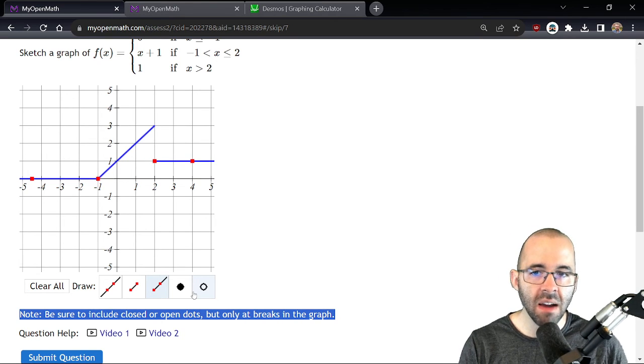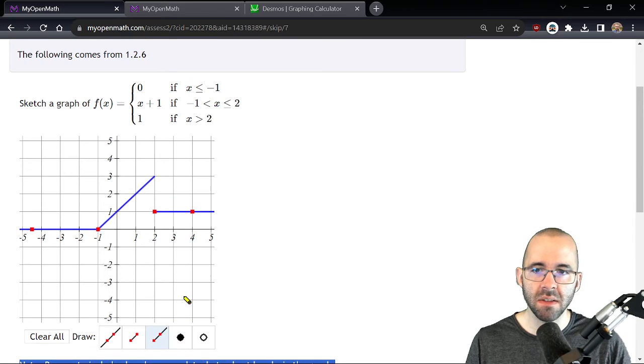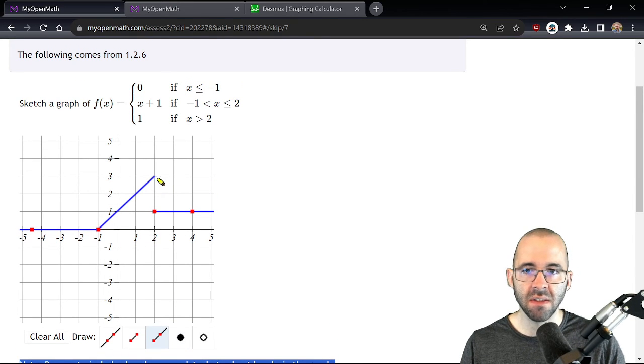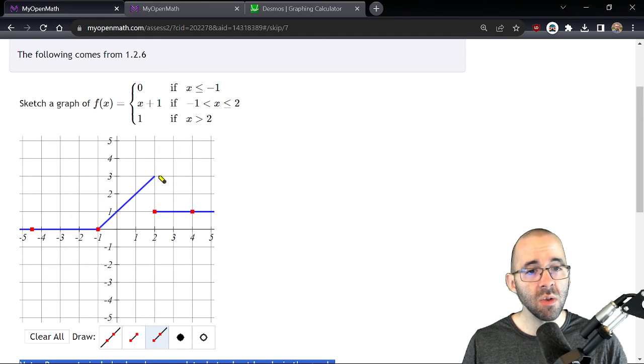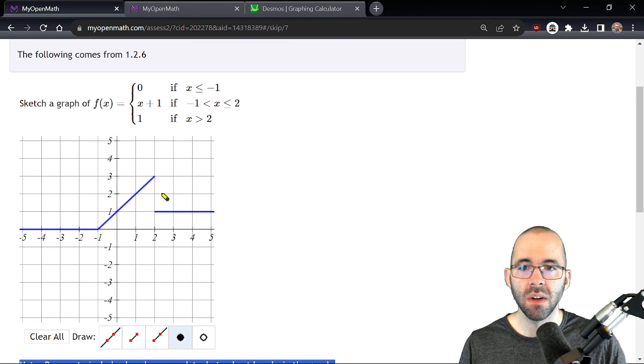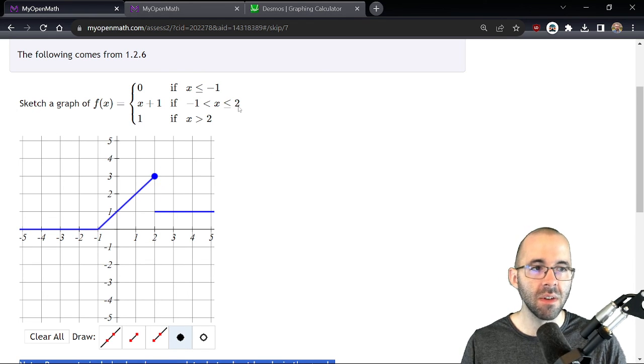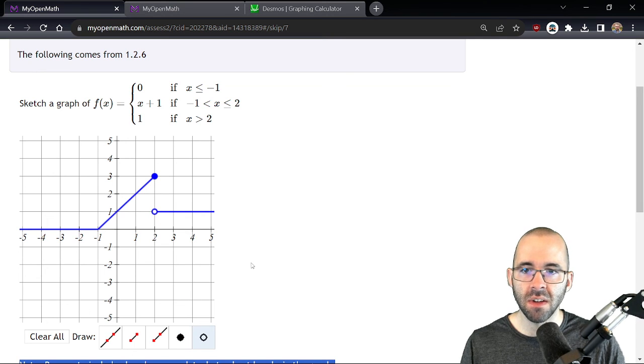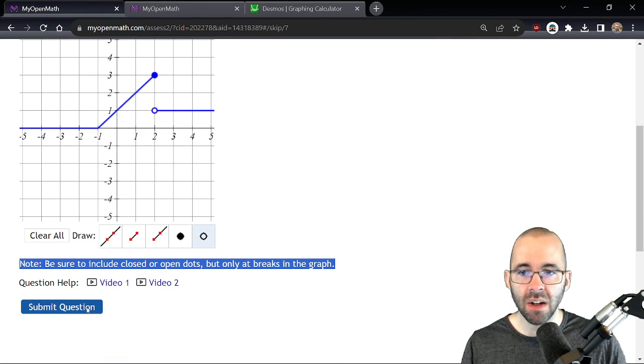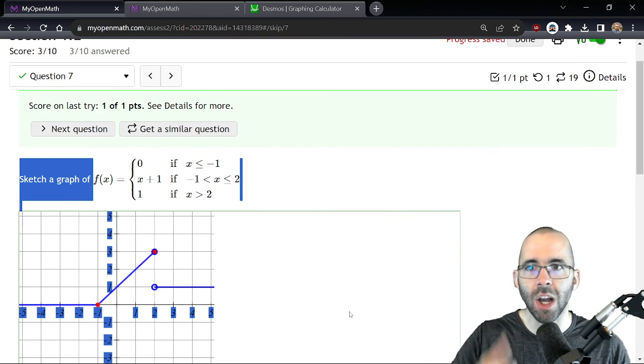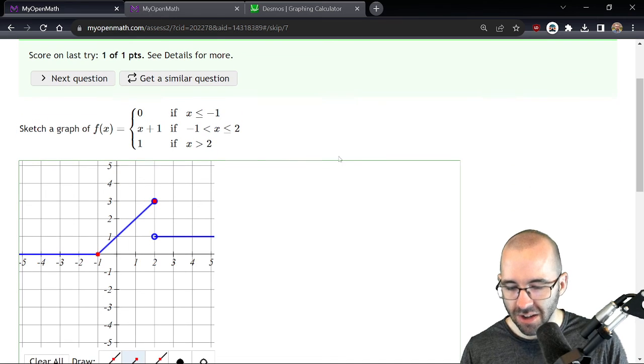Now we just need to make sure that we're reading all the instructions. When there are breaks in the graph, include closed or open dots. There's only a break in the graph in one place. This is the only place where the graph is not connected. So which one gets a closed dot and which one gets an open dot? It depends on the inequality. We're on this diagonal line all the way up to +2, and then we're only on this horizontal line strictly bigger than +2. So that one's going to be an open circle. And now we should be good to go. Let's see how it likes our answer. We got it. Let me know if you have questions about any of this. Good luck and have a good rest of your day.